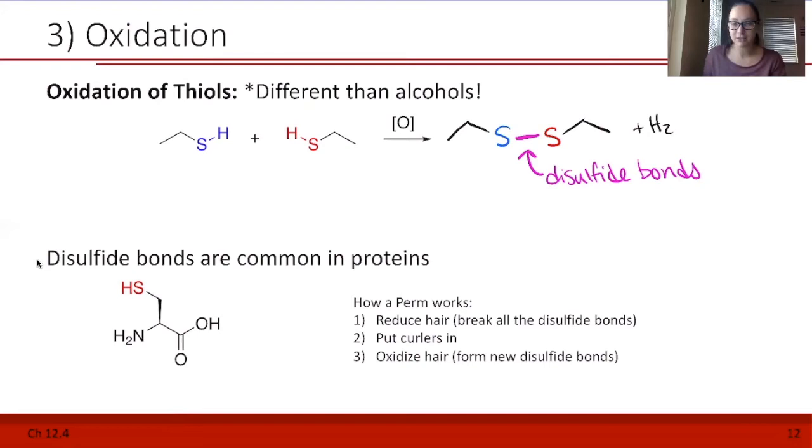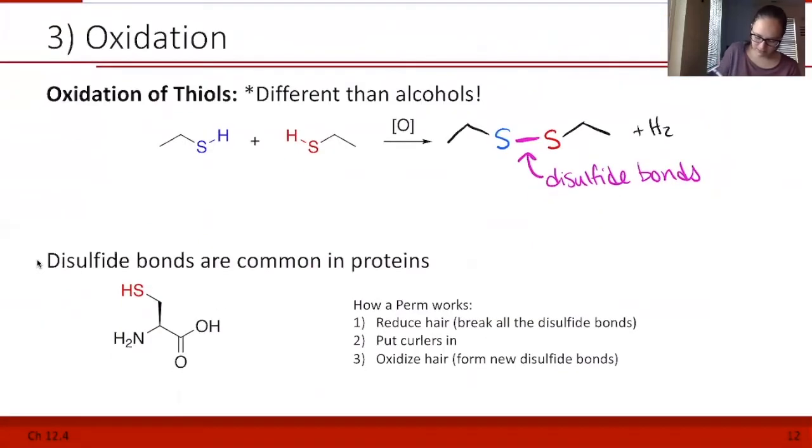These disulfide bonds are super common in proteins, specifically the amino acid cysteine. We'll talk more about amino acids when we get to the proteins chapter in our book. But this particular amino acid called cysteine, I spelled that wrong. Knew I would do that. Cysteine has a sulfur in its amino acid right here. And this is how hair gets its curl.